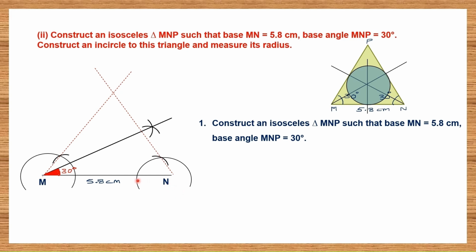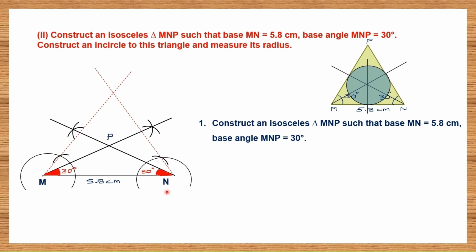So placing a compass needle here and here, we're going to draw two arcs. So we have one arc, we have one more arc. Now draw the line. So this line is touching N and that is 30 degrees. So now we have the triangle MNP. This triangle is what we've been asked to construct. So we have the base 5.8 centimeters and the base angles 30 degrees each.